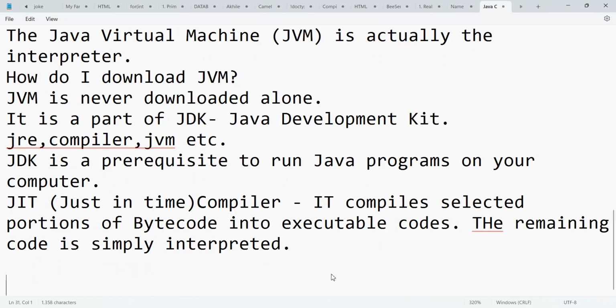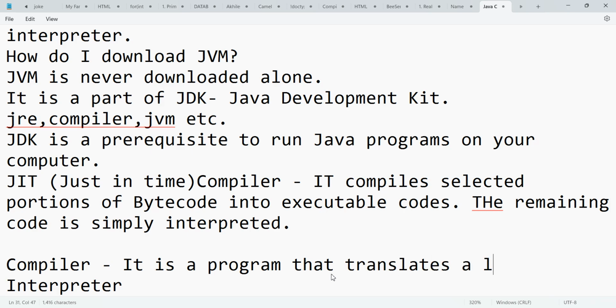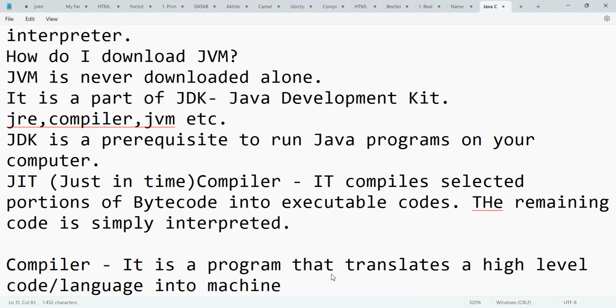Fine. And to help you get comfortable with these words, compiler, interpreter, okay, understand how would you define compiler? It is a program that translates a high level program, high level code or language into machine code all at once. Okay.